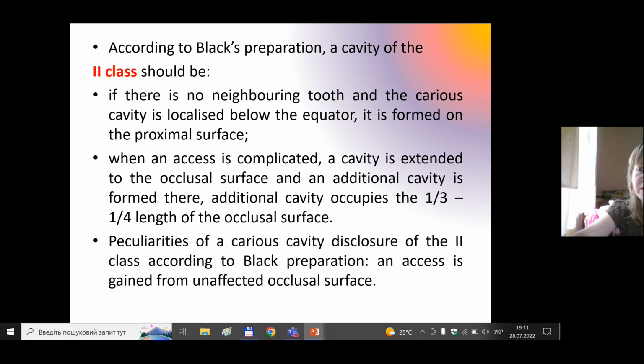And we have peculiarities of caries cavity disclosure of the second class according to Black preparation. Access is gained from the unaffected occlusal surface. So these are the peculiarities of second class preparation according to Black principles.